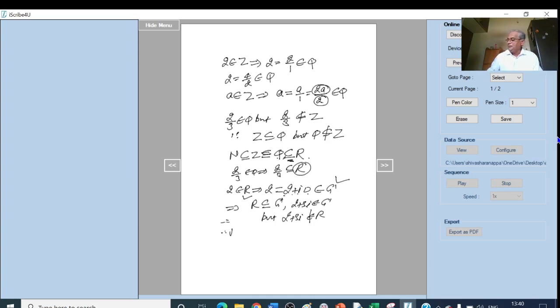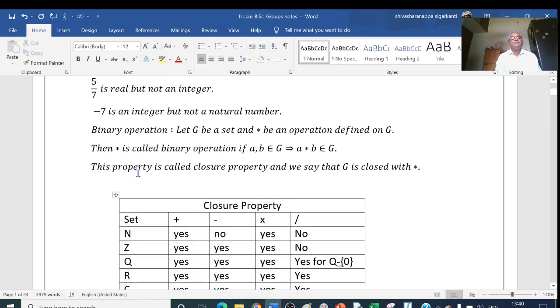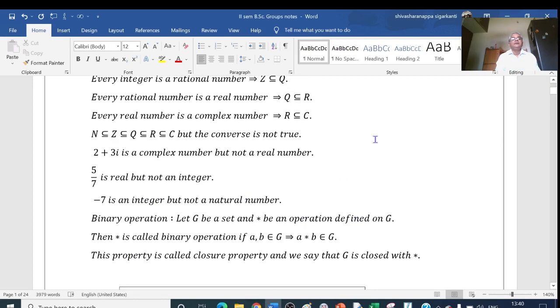Therefore, we write N is a subset of Z, is a subset of Q, is a subset of R, and is a subset of C. This way it is true, but the other way, the converse, is not true.